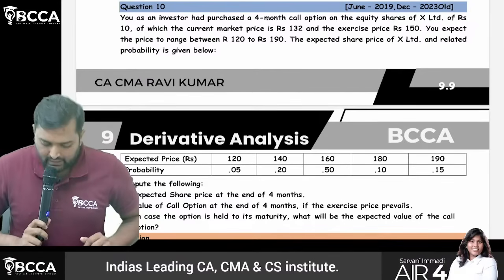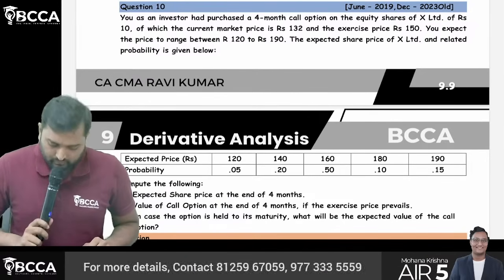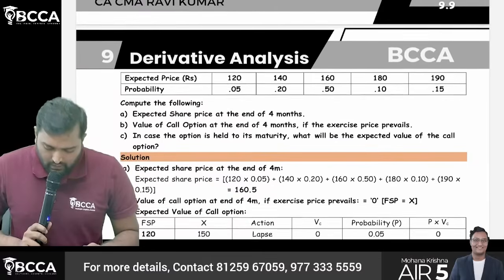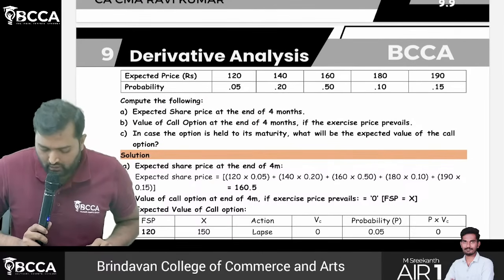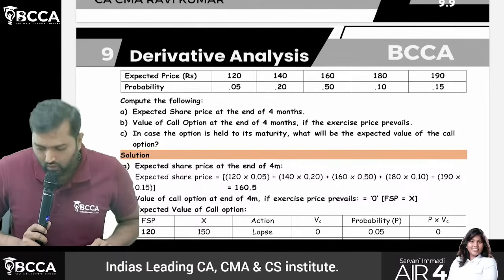Compute the following. Expected share price at the end of 4 months. Value of a call option at the end of 4 months if the exercise price prevails. In case the option is held to its maturity, what will be the expected value of a call option?